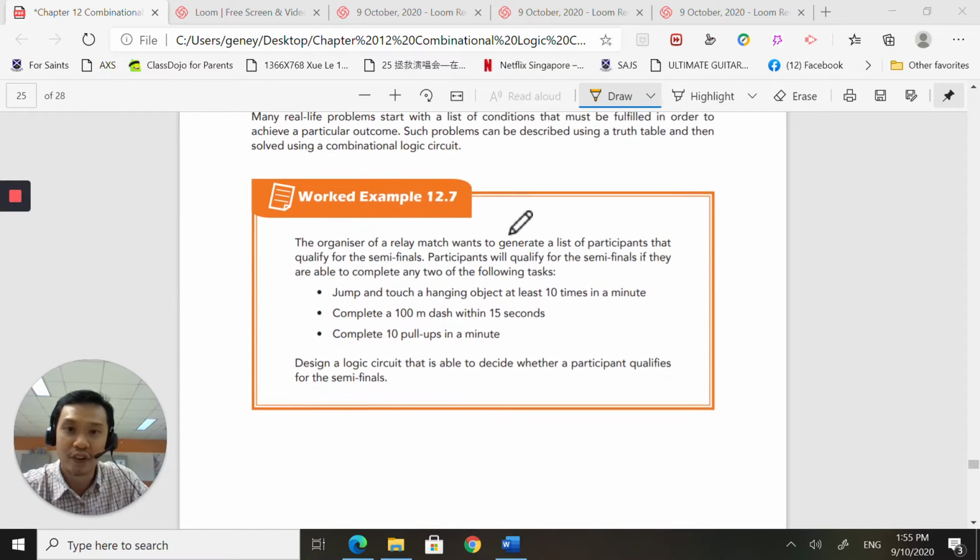So for example, let's look at this work example 12.7. The relay match wants to generate a list of participants to qualify for semifinals. So they need to be able to complete any two of these tasks. So they either do this or this, or this or this, this or this, and well, you get it, right? So they need to complete at least two.